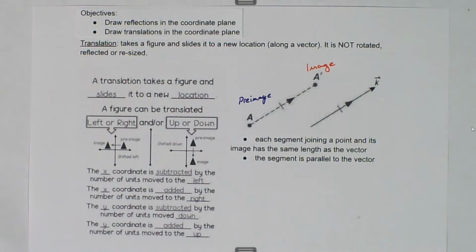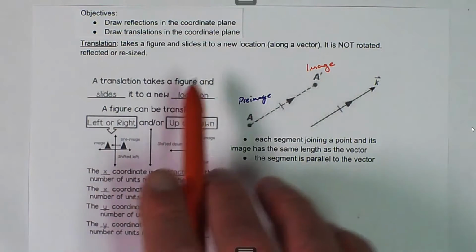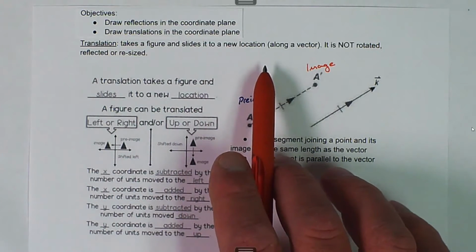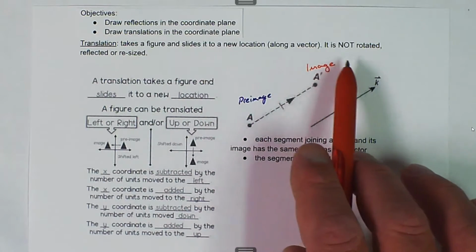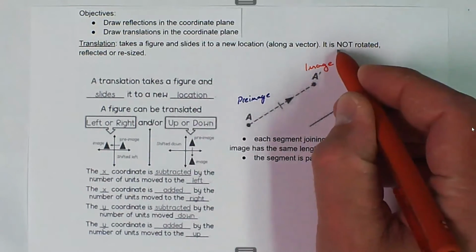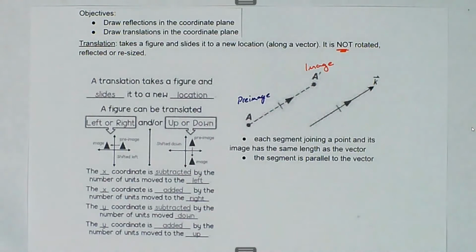We are talking about reflections and translations, and we want to be able to draw translations in the coordinate plane. A translation takes a figure and slides it to a new location along a vector. That's what it's called. It is not rotated, reflected, or resized.